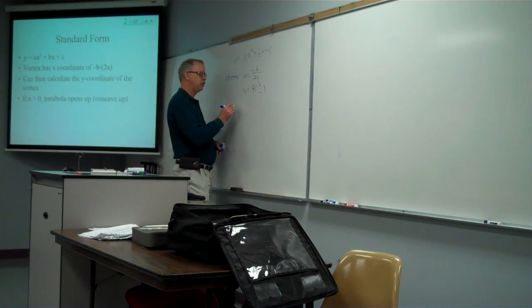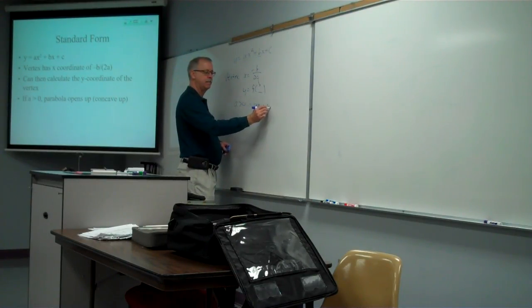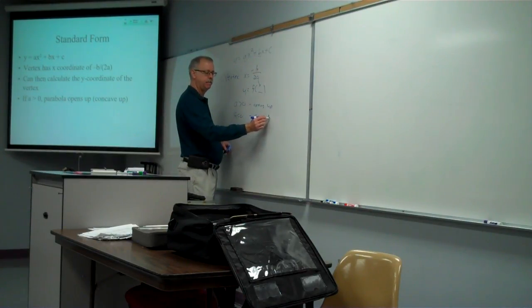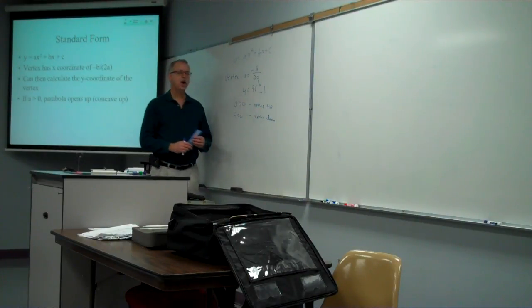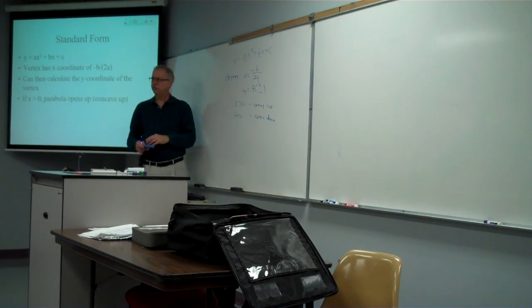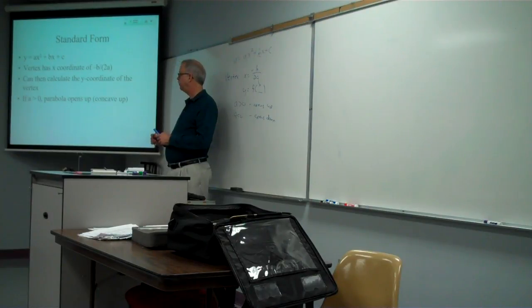Also, if A is positive, the parabola opens up, and if A is negative, the parabola opens down. So if we know where the peak or valley is, and we'll know whether it's a peak or valley depending on whether it's opening up or down, we can do a reasonable graph just from that information. Throw in a little bit more information, we can get an even more accurate graph. So just from the equation, we can do a fairly quick analysis and come up with where the vertex is.